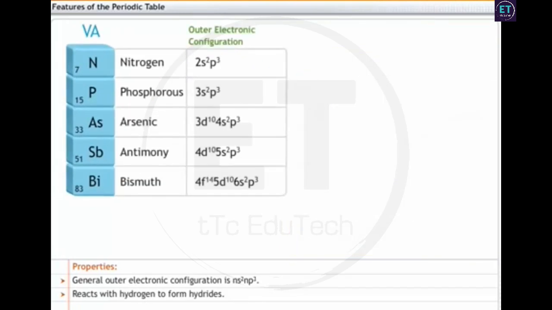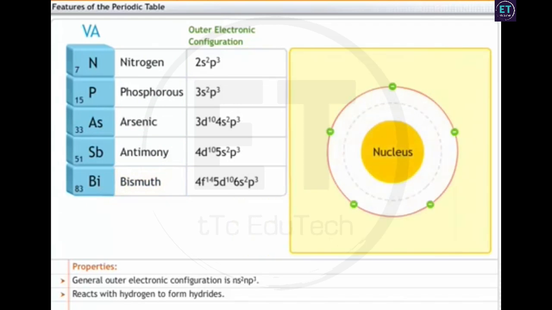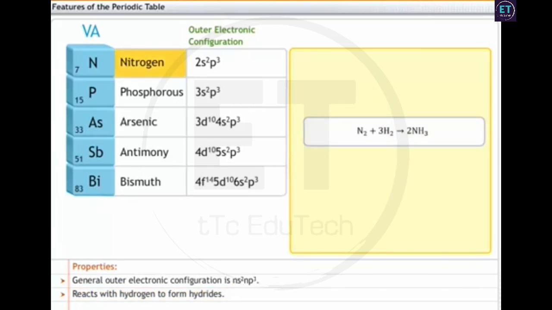Next is group 5. The elements in group 5 of the periodic table are nitrogen, phosphorus, arsenic, antimony, and bismuth. These elements contain 5 valence electrons, and hence their general outer electronic configuration is ns2np3. These elements react with hydrogen to form hydrides. For example, nitrogen combines with hydrogen to form ammonia gas. Similarly, arsenic combines with hydrogen to form arsine.